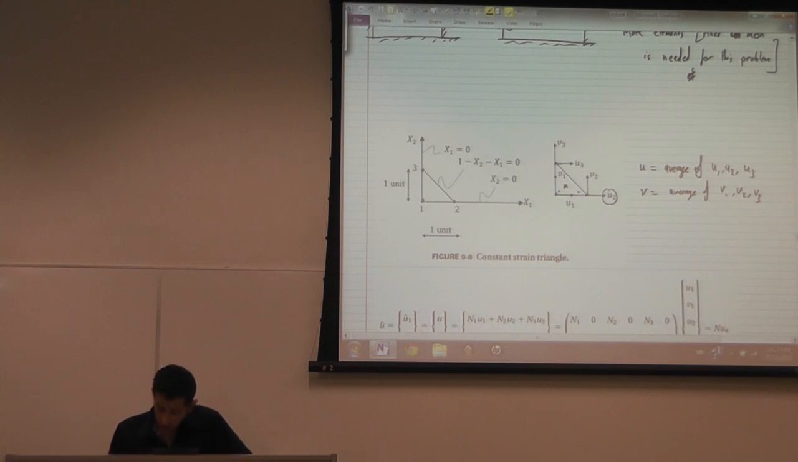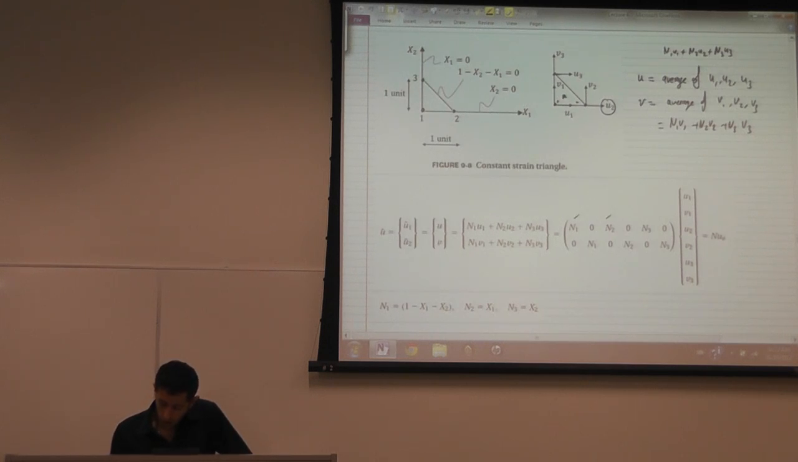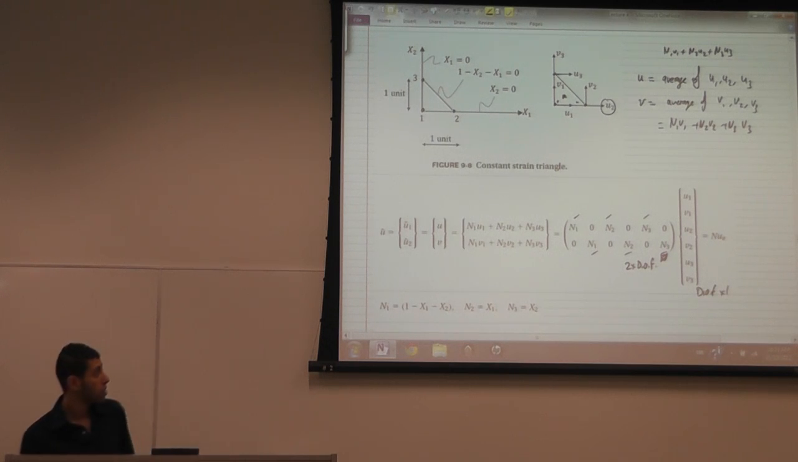Each node, this weight, is what we call N. So u is N1 u1 plus N2 u2 plus N3 u3, and v is N1 v1 plus N2 v2 plus N3 v3. So these are your nodes. This is the shape function, N, which is 2 multiplied by the degrees of freedom. Here there are 6 degrees of freedom, 3 horizontal displacements and 3 vertical displacements.